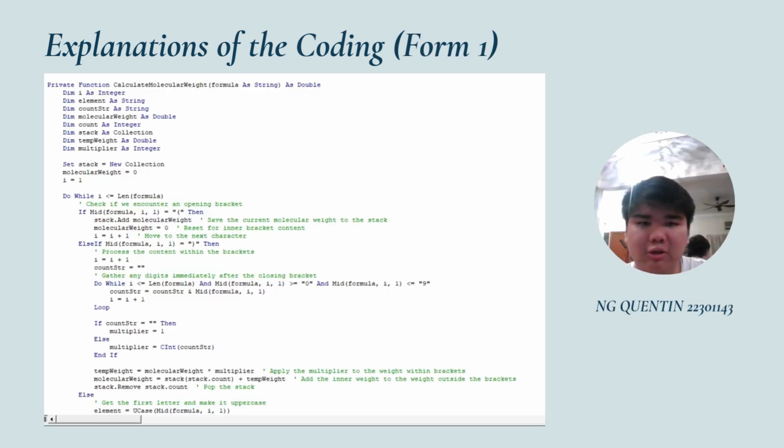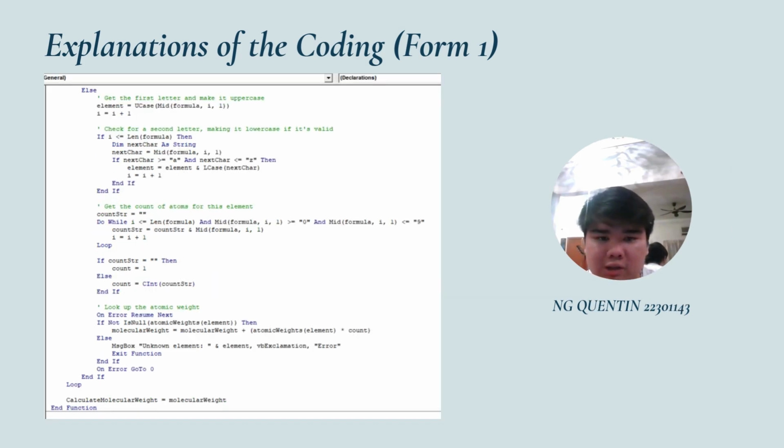So this calculate molecular weight function computes molecular weight from a chemical formula, handling brackets and multipliers. It uses a loop to process each character. When it encounters an open parenthesis, it pushes the current weight to a stack and resets molecular weight for inner calculations. On the closing parenthesis, it calculates a multiplier from digits following the bracket, defaulting to 1 if none exists. It then multiplies the inner weight by the multiplier and adds it to the previous weight from the stack. This method accurately processes nested formulas like H2O2 and NaCl using the stack to track weights and ensure precision. It's a clean approach to parsing and calculations in Visual Basic.